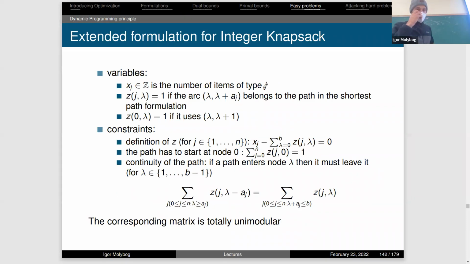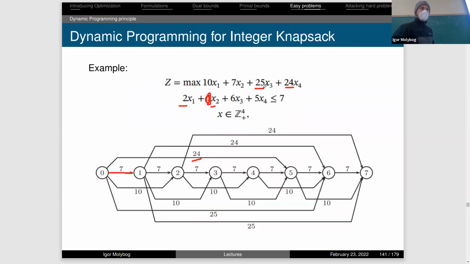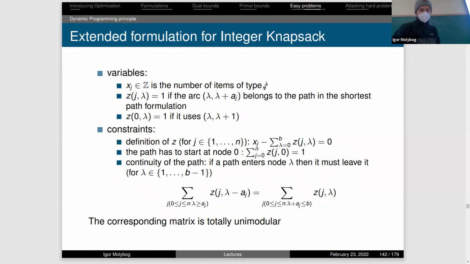Okay, and any questions here? Any questions regarding the example or anything? No questions?